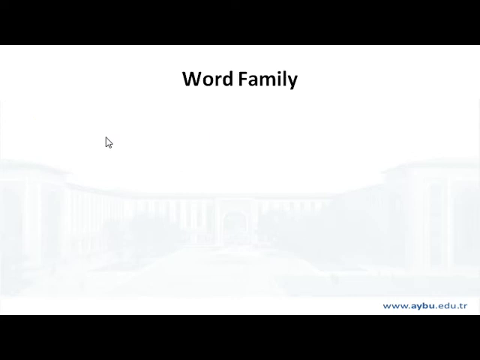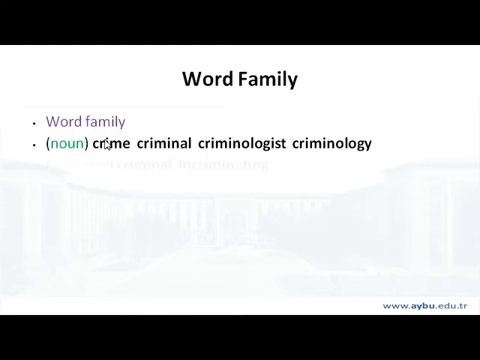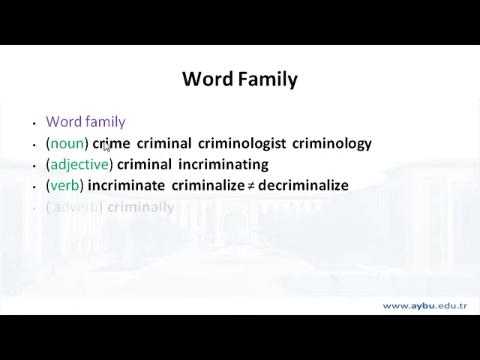Then we have word family. This dictionary shows different forms, as you see, whether the word is noun, adjective, verb, or adverb. For noun, we have crime, criminal, criminologist, criminology. Adjective: criminal, incriminating. Verb form: incriminate, criminalize. This is the opposite meaning: decriminalize. And finally, for adverb form, we have criminally.